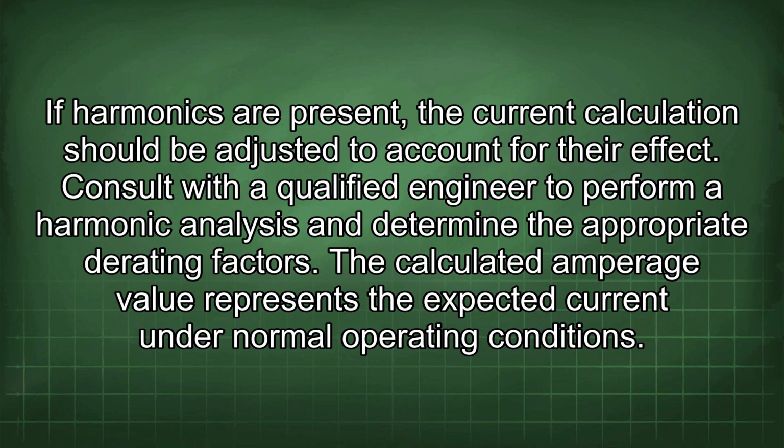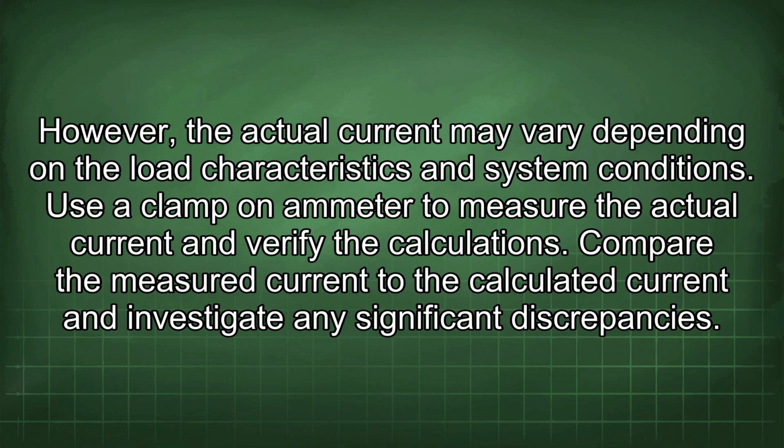The calculated amperage value represents the expected current under normal operating conditions. However, the actual current may vary depending on the load characteristics and system conditions. Use a clamp-on ammeter to measure the actual current and verify the calculations. Compare the measured current to the calculated current and investigate any significant discrepancies.